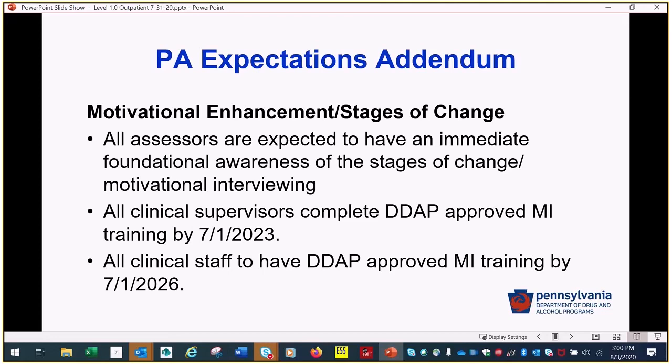However, if formal DDAP-approved MI training has not been completed prior to July 1st, 2021, staff will need to obtain this training over an incremental time period. Clinical supervisors are expected to have DDAP-approved MI training by July 1st, 2023, and all other clinical staff are to have the training by July 1st, 2026. After 2026, all new clinical staff will be expected to have the MI training within 18 months of hire if DDAP-approved training was not previously obtained.